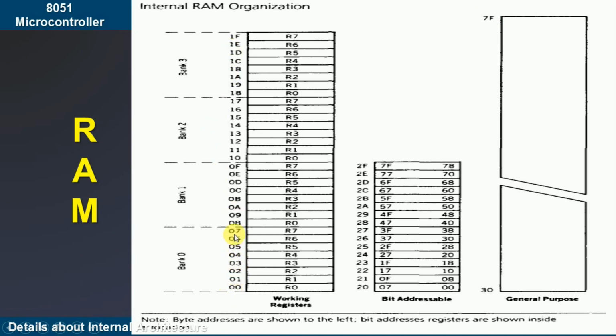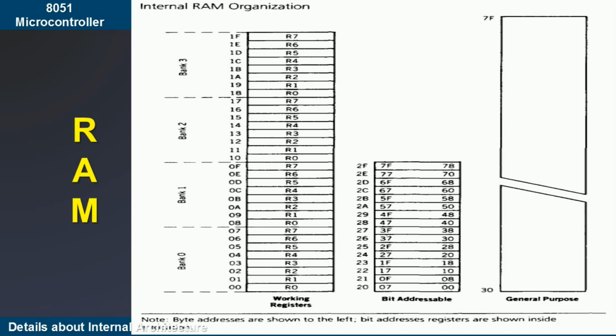0, 1, 2, 3, 4, 5, 6, 7, 8, 9, A, B, C, D, E, F, then 10, 11. This is my hex number system. In this hex number system, the last memory location is denoted by 7F. If you convert this 7F into decimal, you will get 127. So 0 to 127 means a total of 128 memory locations are there.